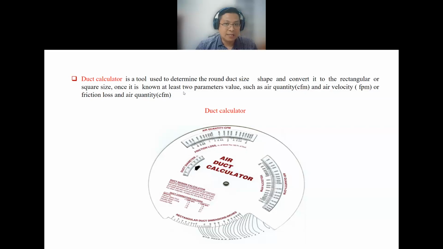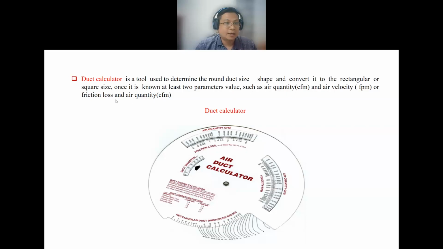This is possible once at least two parameter values are known, such as the air quantity and air velocity. So at least we have two parameters: air quantity and air velocity, or friction loss and air quantity. So we can plot either air quantity and air velocity, or friction loss and air quantity. You can choose what information you have here. Air quantity, this one. Friction loss, here.